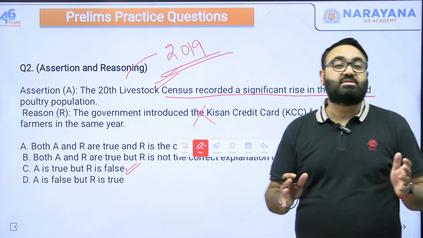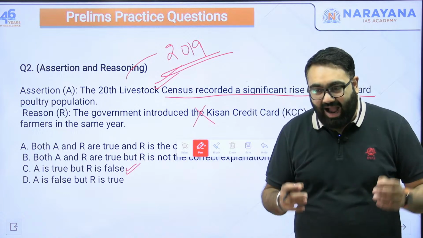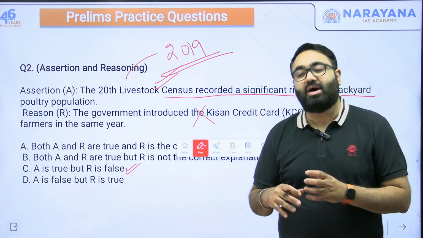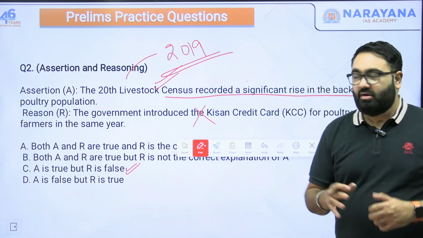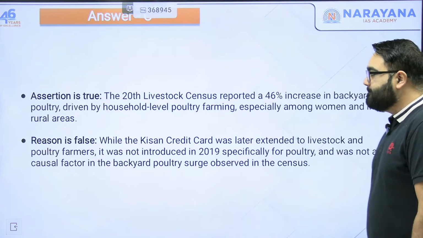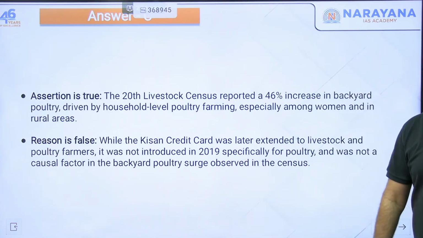Again, assertion reasoning based questions are common in the UPSC examination. So you should have a practice of how to answer these as well. Answer here would be C. I hope you got this one right as well. If you want, you can take a screenshot from here as well.